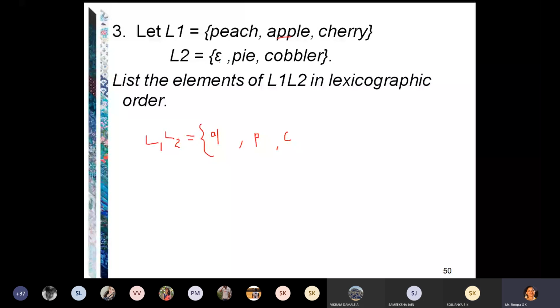What next? The elements of L1 have to be concatenated with the elements of L2. L2 is having pie and cobbler. Out of these two, pie is the shorter one, isn't it? So your answer is apple pie, next one, then peach pie, then cherry pie. Finally, apple cobbler, peach cobbler and cherry cobbler. So 3 plus 3 plus 3, 9 elements.